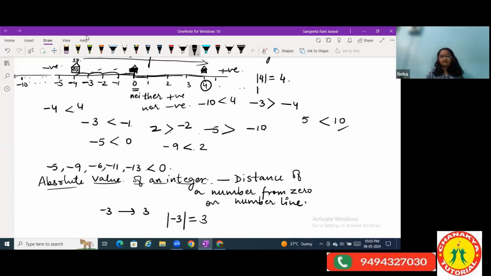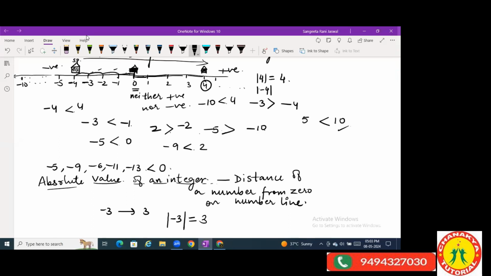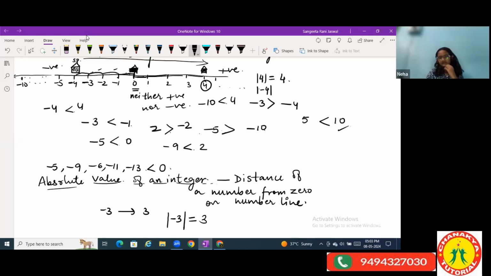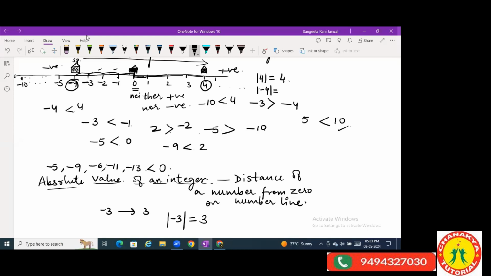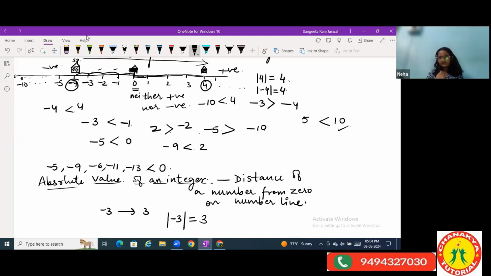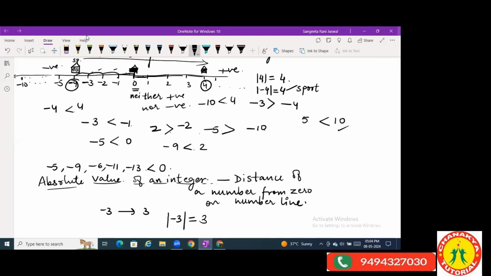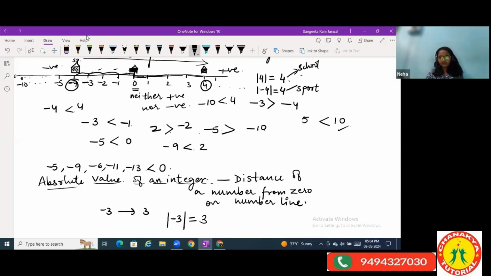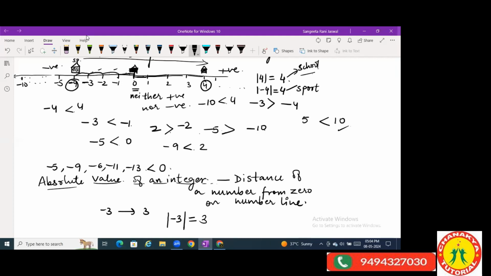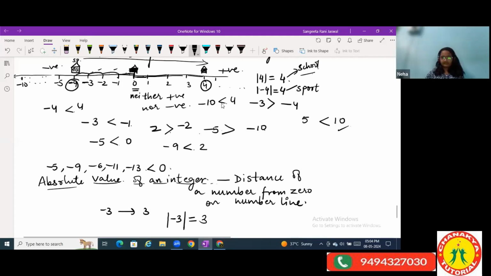Is it 4 units? So that means the absolute value of -4. This is the number -4, no? So the absolute value of -4 will be 4. Your sports academy is 4 units from the 0 point, from your house, and your school is also 4 units from your house, right? Are you understanding? Yes, ma'am. Let's take more examples on this. It will be more clear.